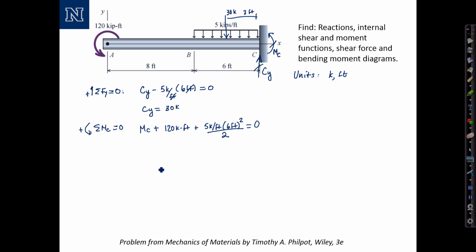Set that equal to 0, and we solve for M sub c equals negative 120 kip feet minus 5 times 6 squared over 2, which computes to 90. One of these feet cancel out, so the distance is also kip feet. And the sum of those two is equal to negative 210 kip feet, where the negative sign tells me that the reaction moment is in the opposite direction of what I assumed it to be. We'll continue this in the next video.